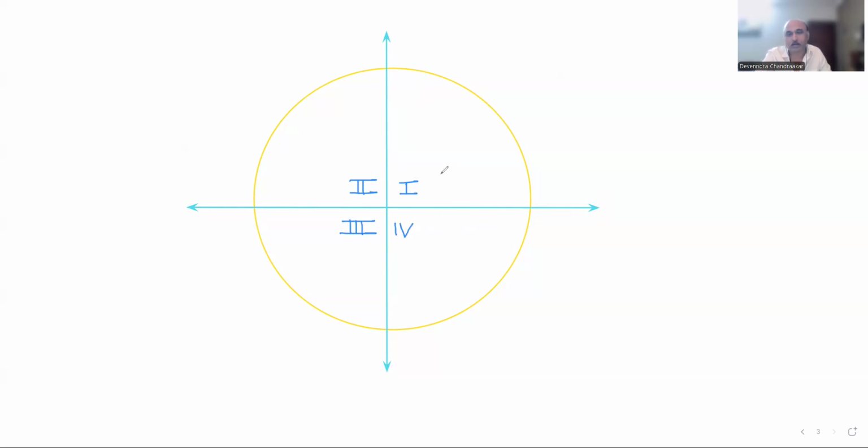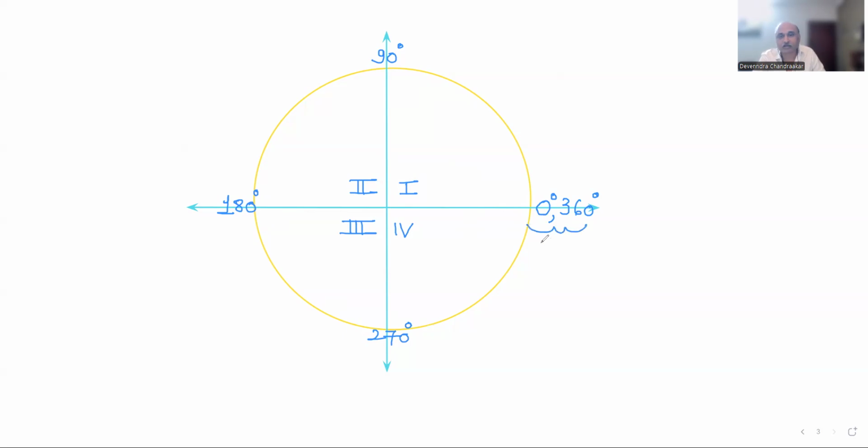Now, how do I know that these are the first, second, third, and fourth quadrants? Using these reference angles. First quadrant lies between 0 and 90 degrees. Second lies between 90 and 180. Third lies between 180 and 270. And fourth lies between 270 and 360.